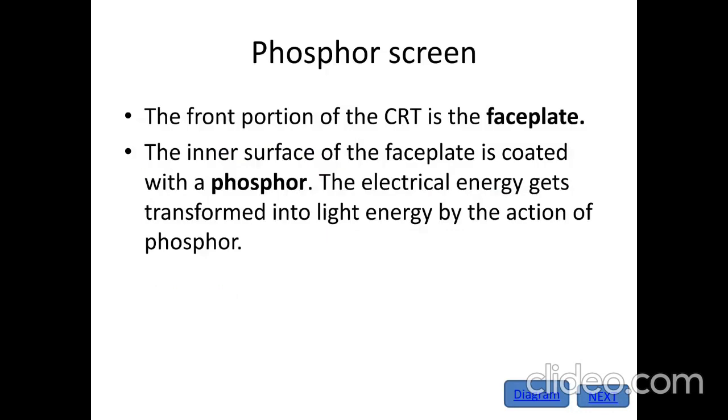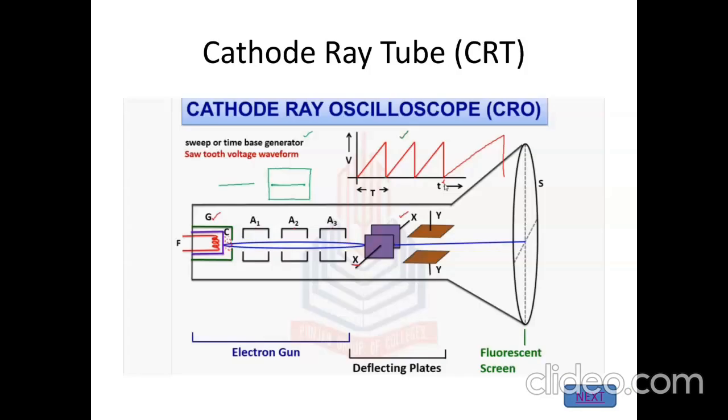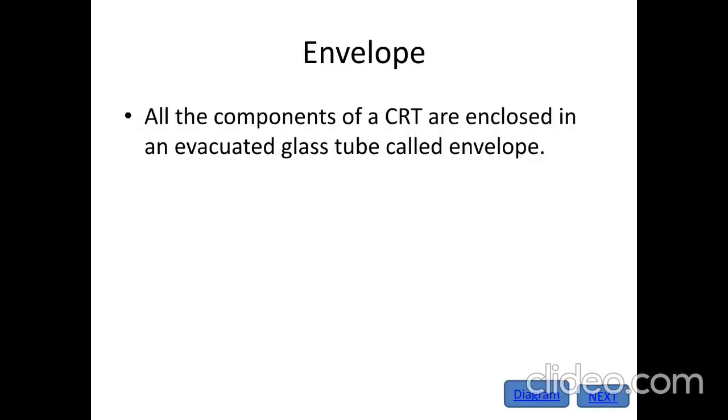Next is your phosphorus screen. It will be coated with phosphorus, where the electrical energy is transformed into light energy by the action of the phosphor. Then only I'll be getting an output, then only can I see my waveform. Again, this is my diagram for that. This is nothing but my envelope. All the components of a CRT are here.